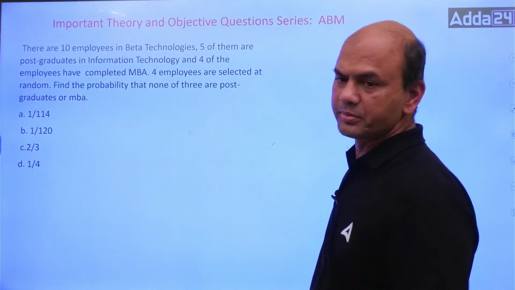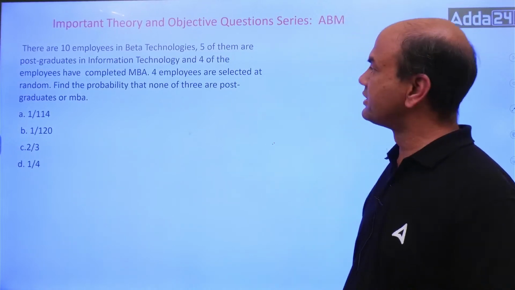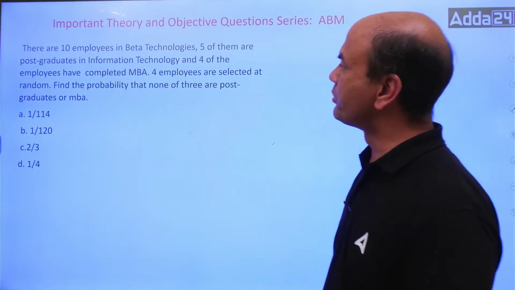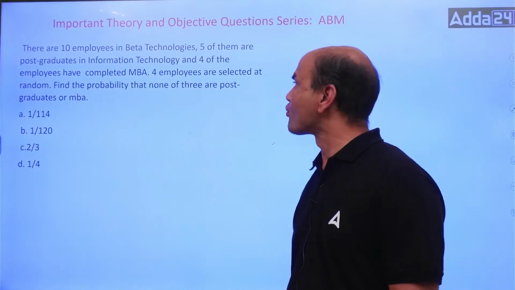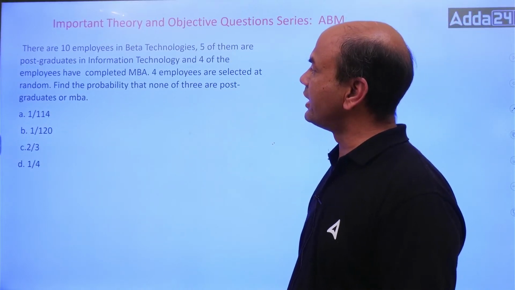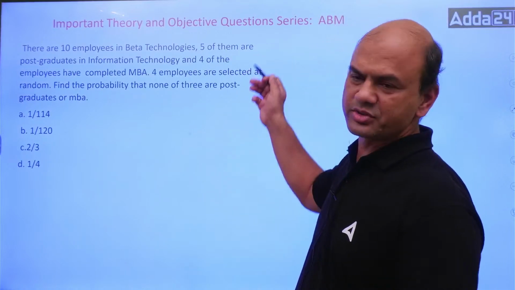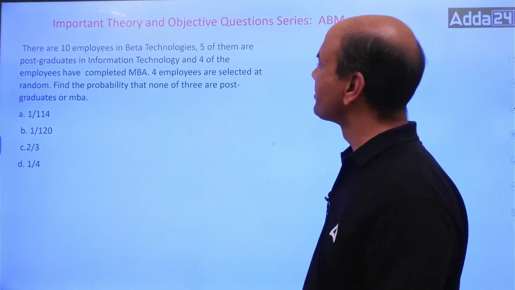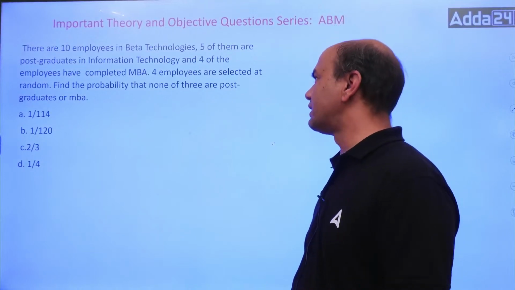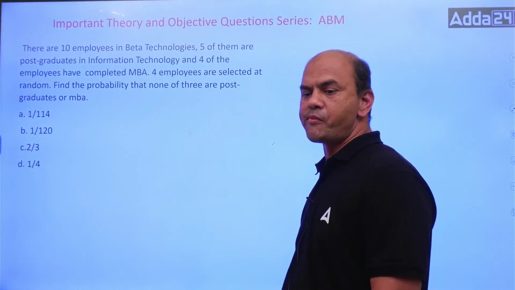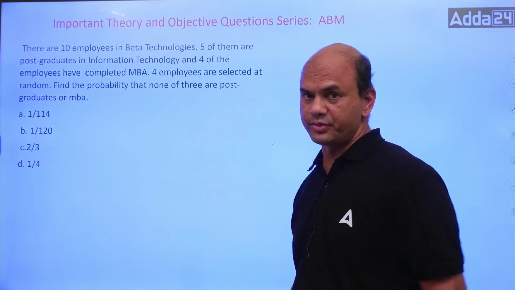There are 10 employees in Beta Technologies. 5 of them are PGs in IT. 4 of them are MBA. That's okay, so that is common. 5 and 4. 4 employees are to be selected at random. 4 are selected now.